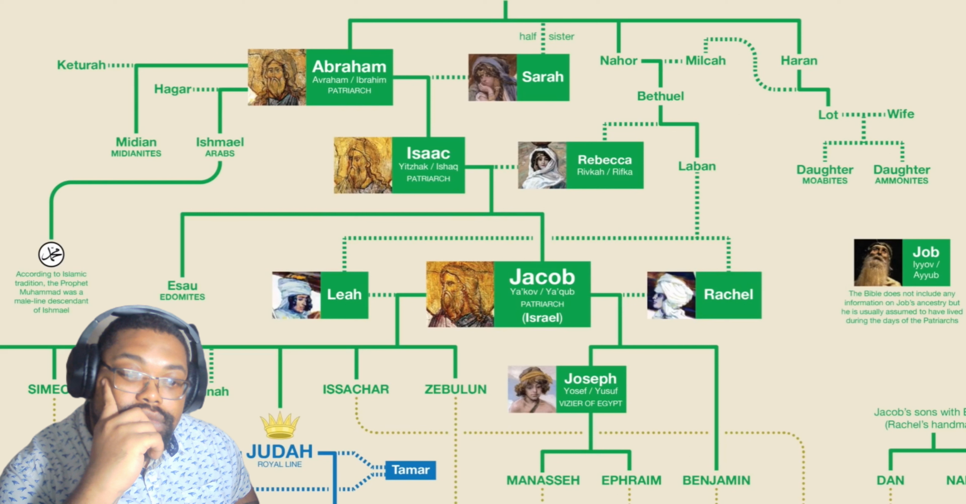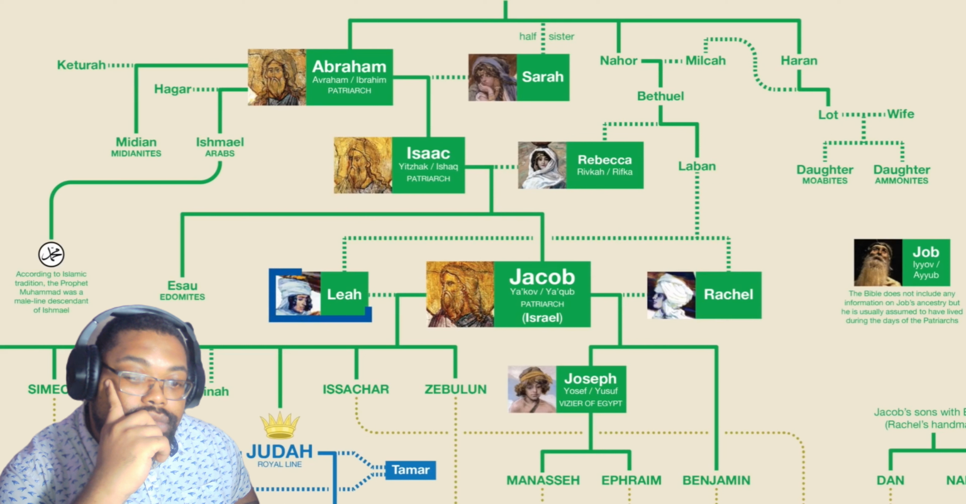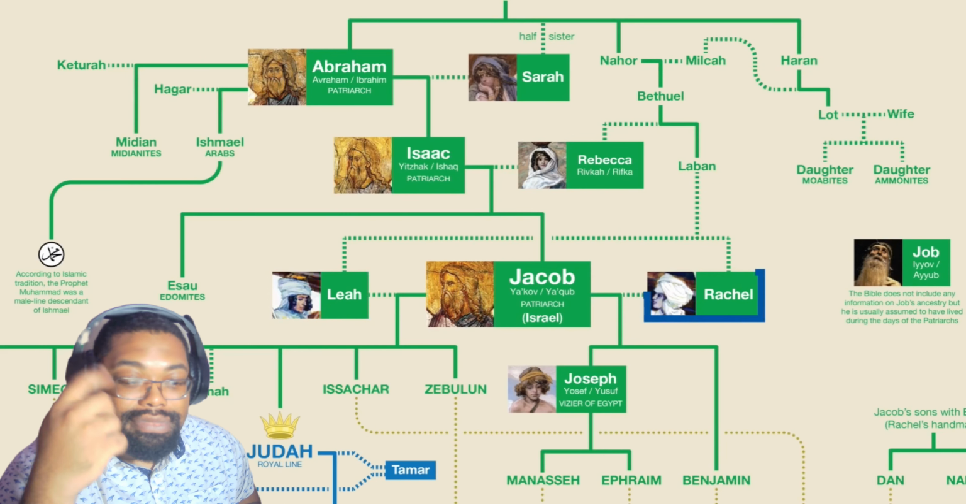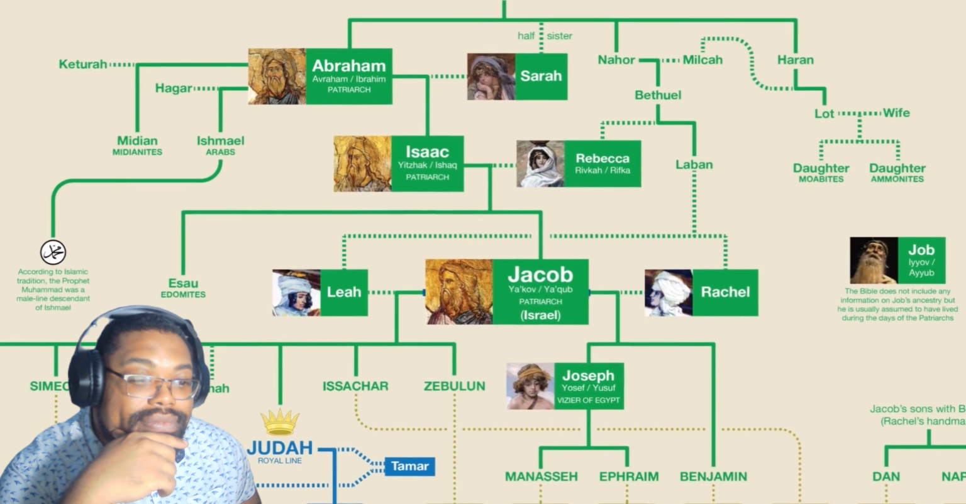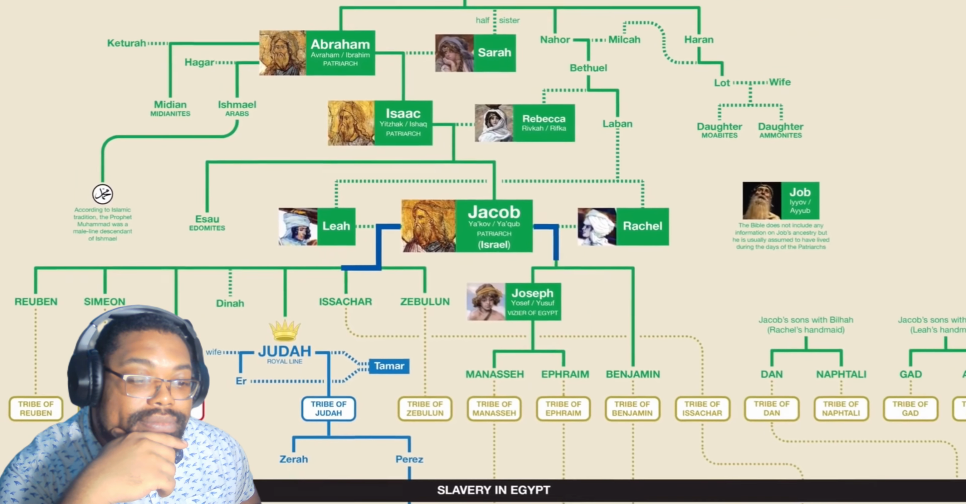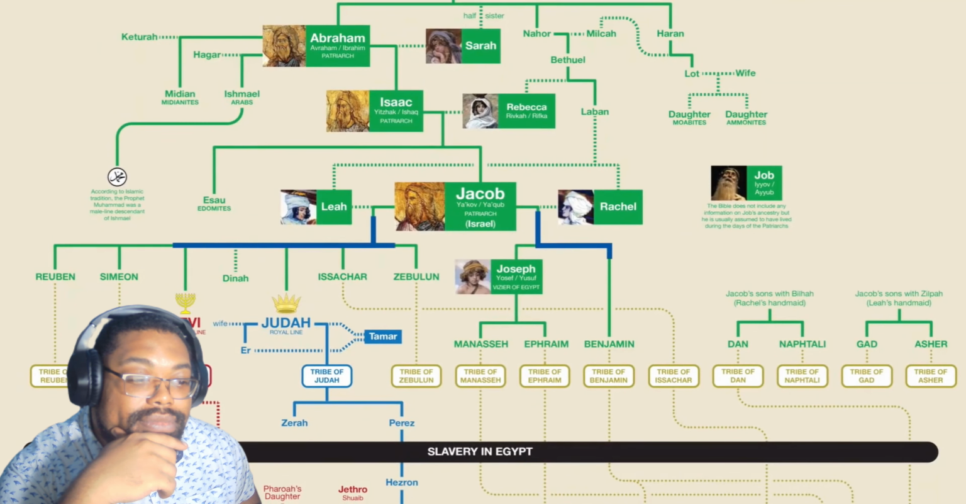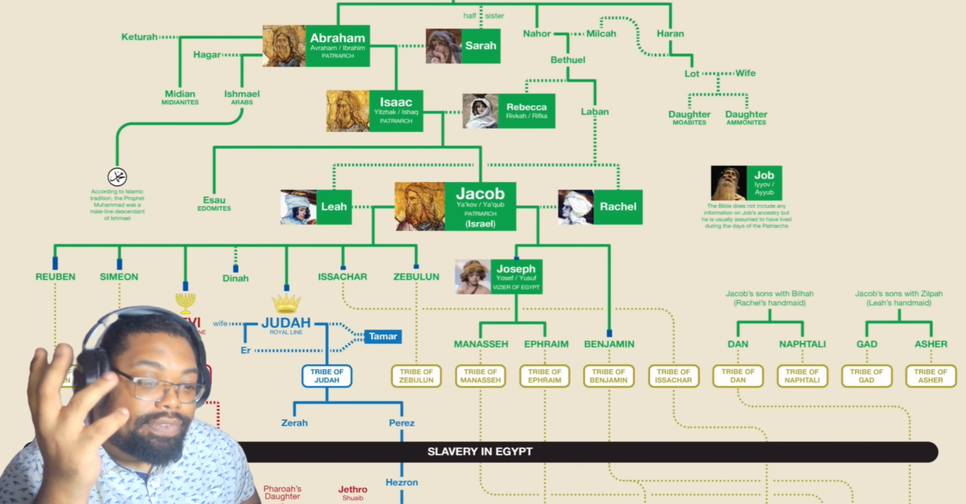He falls in love with his cousin Rachel. You can see here that her father Laban was Rebekah's brother, but Laban tricks him into marrying his other daughter, Leah, instead. In the end, he ends up marrying both sisters, but has to work for Laban for 20 years. In total, Jacob, whose name is later changed to Israel, has 12 sons and one daughter named Dinah. The 12 sons eventually end up becoming the 12 tribes of Israel.